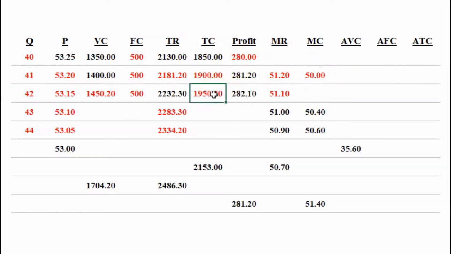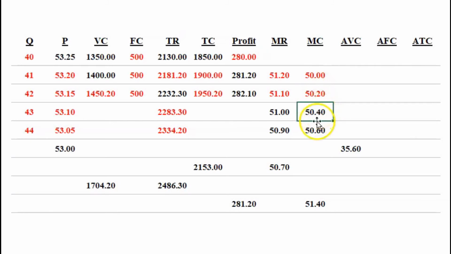Now, to find the marginal cost of the 42nd unit, we need to take the total cost of the 42nd unit and subtract away the total cost of the 41st unit. So we're going to take this $1,950.20 minus $1,900, another really easy one. So this number minus this number gives us $50.20.